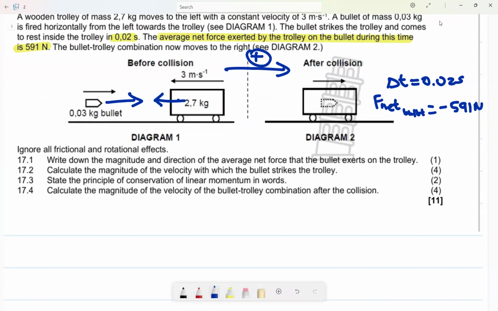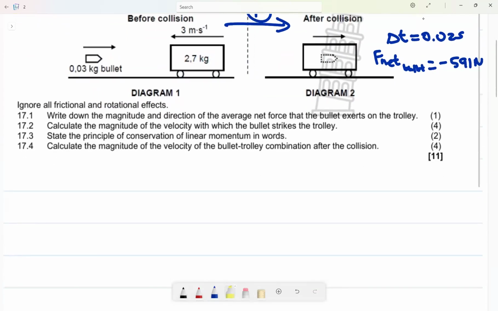They now say the bullet trolley combination now moves to the right. So after the bullet was shot into that trolley, it stuck inside, and they continue to move together as a unit. Therefore, they are asking us now 17.1: write down the magnitude and direction of the average net force that the bullet exerts on the trolley.